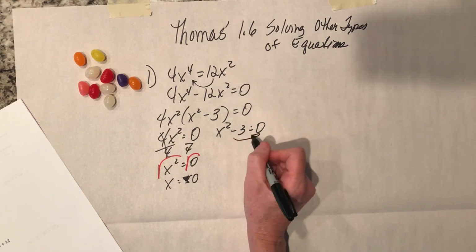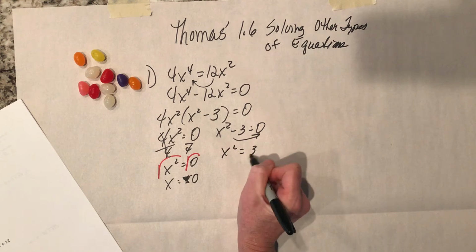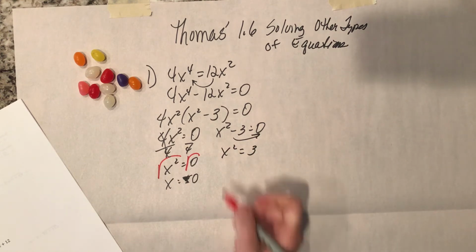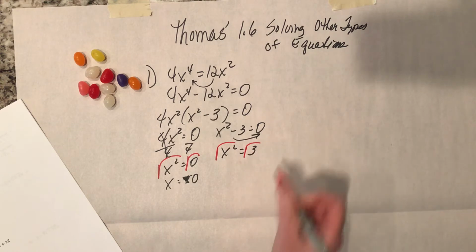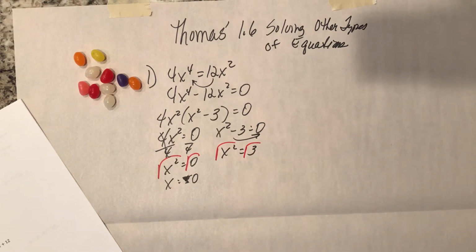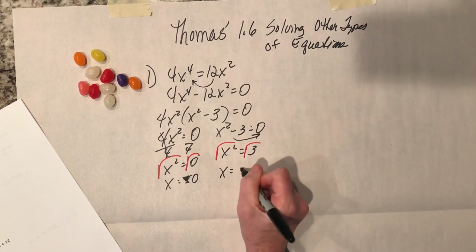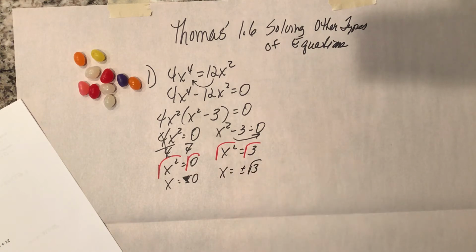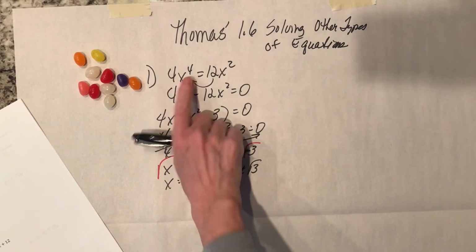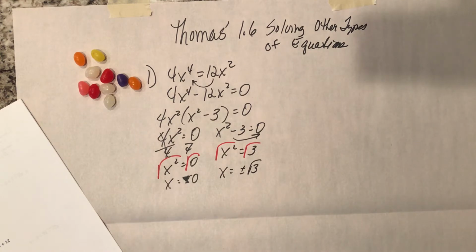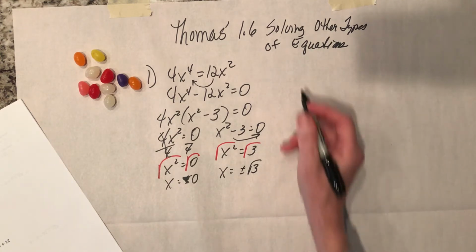Over here, let's move the 3 over. And then again, to get x, we need to take the square root. If you take the square root of one side, you have to take the square root of both sides. That gives you a positive or negative square root of 3. It gives you 3 answers, sort of 4 if we have a plus or minus version there. And we were expecting 4 answers because 4 is our biggest exponent.